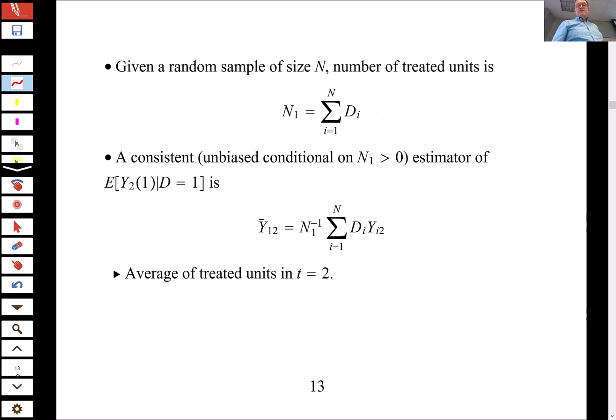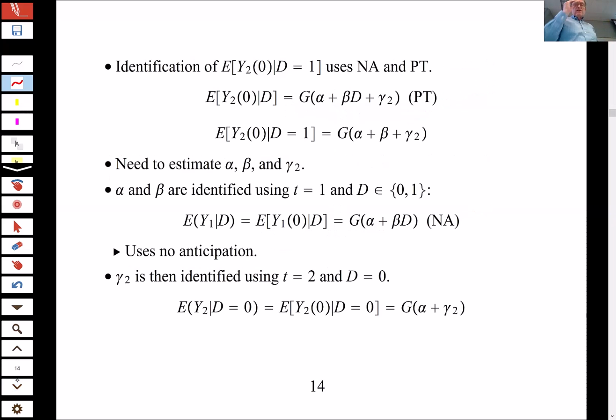Along with this, that's the sample size for the treated units. This is then just the average. The first index means treated or not. The second is the time period. So this is the average outcome for the treated units in the second time period. Okay, this is the one that uses both the no anticipation and parallel trends assumption. So the parallel trends assumption is this, okay, so that this is telling us what happens in period 2. And then when we put in d equals 1, we get this expression here.